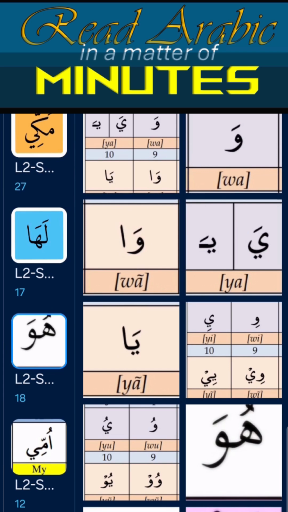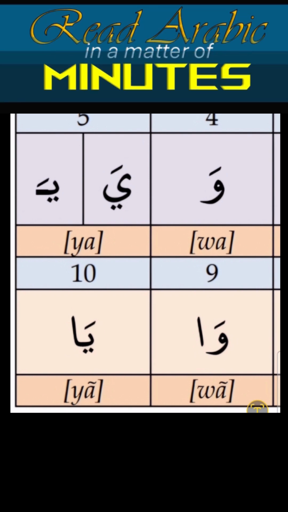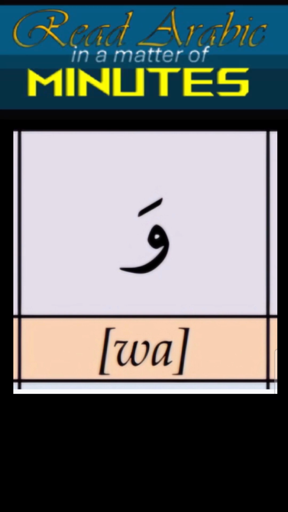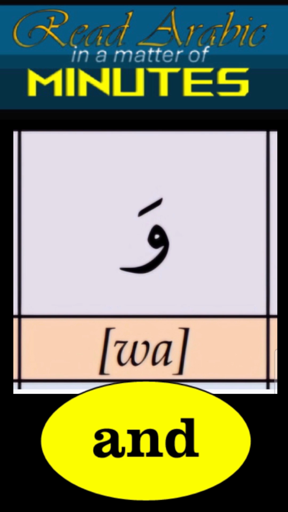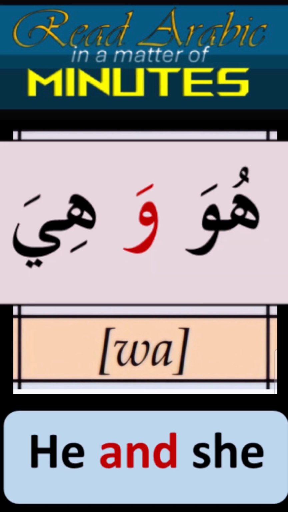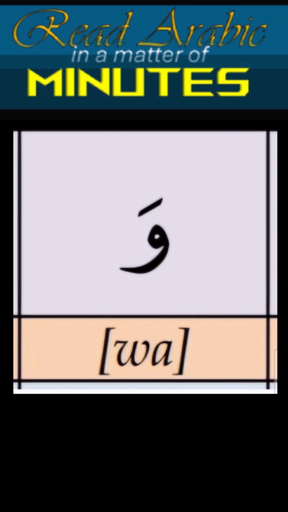And in this session, we will be looking at the w and the y sounds with long and short sounds, inshallah. So let's first start with the w with the a on top. That will give us wa. Wa in itself is a word and it normally means and. Sometimes it also means while. So if I say huwa wa hiya, means he and she. If I say ana wa anta, means I and you, etc.